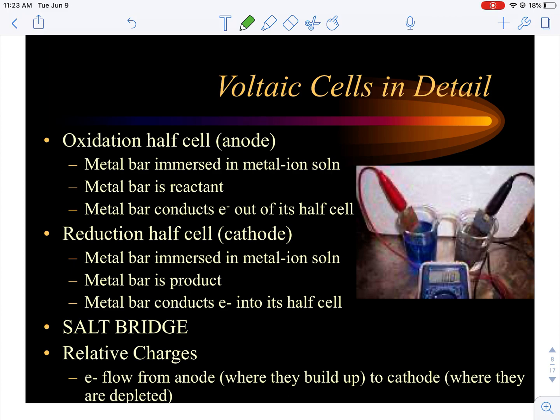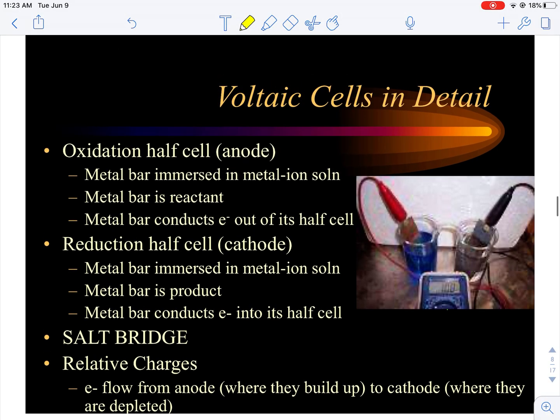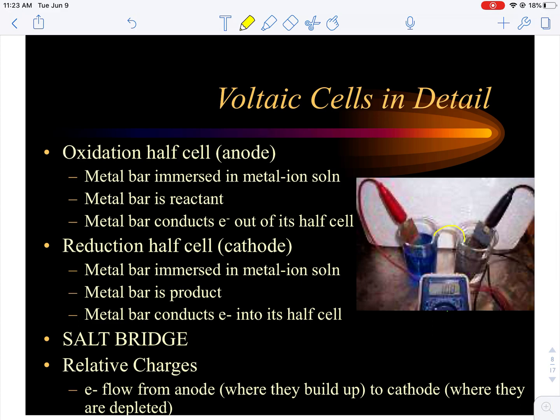You can see our two metal bars soaking in two beakers that have electrolytes. We've got a voltmeter here so we can measure the amount of electricity that is being generated as a result of this chemical reaction. And I don't know exactly how well you can see it, but there is this U-shaped thing here connecting the two beakers. That is a very important part of the voltaic cell, which we'll learn about in just a moment.